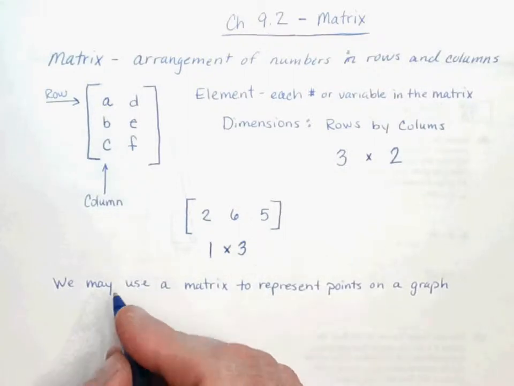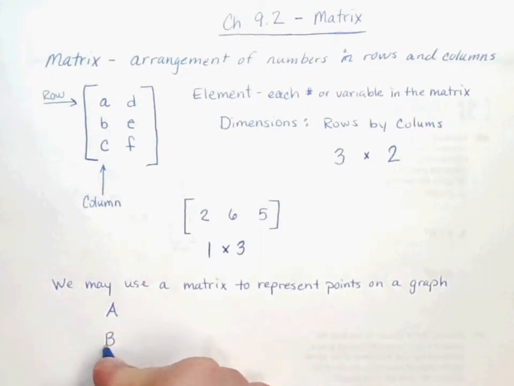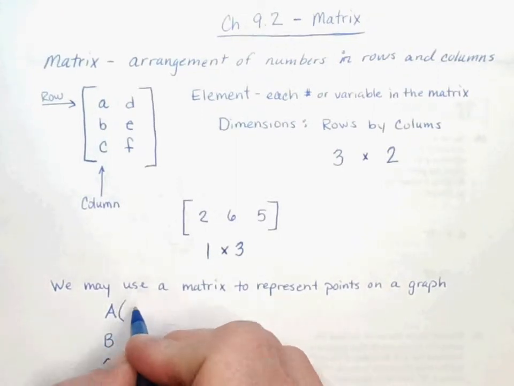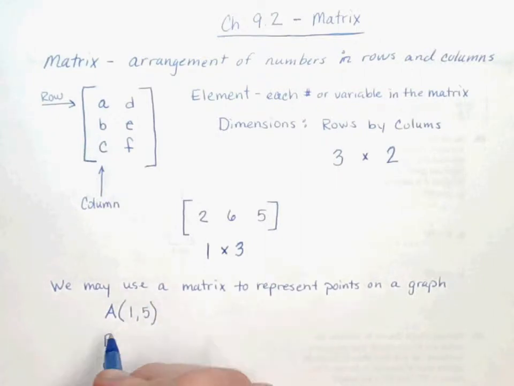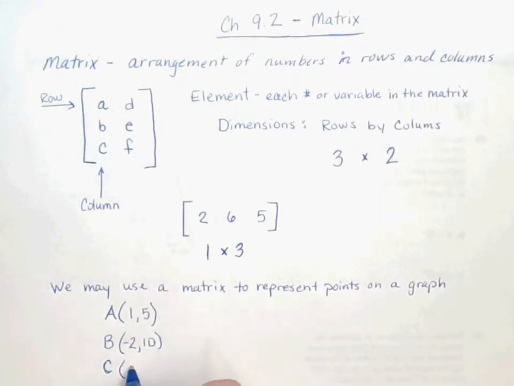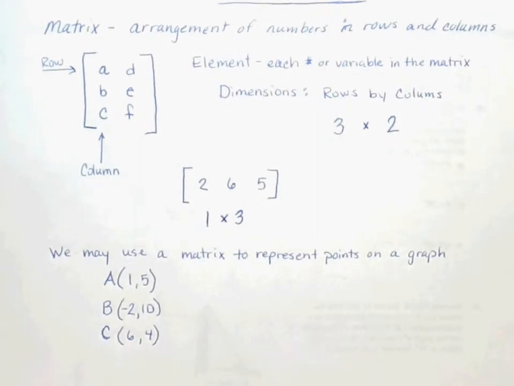For instance, let's say we've got 3 points that make up a triangle: point A, point B, and point C. Say point A is at 1, 5. Point B is at negative 2, 10. And point C is at 6, 4. We've got those 3 points, A, B, and C. We can fit those 3 points into a matrix.